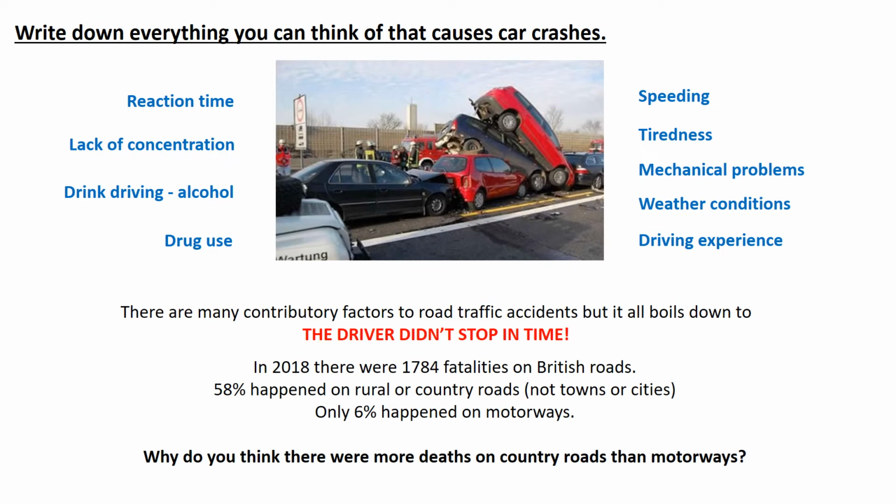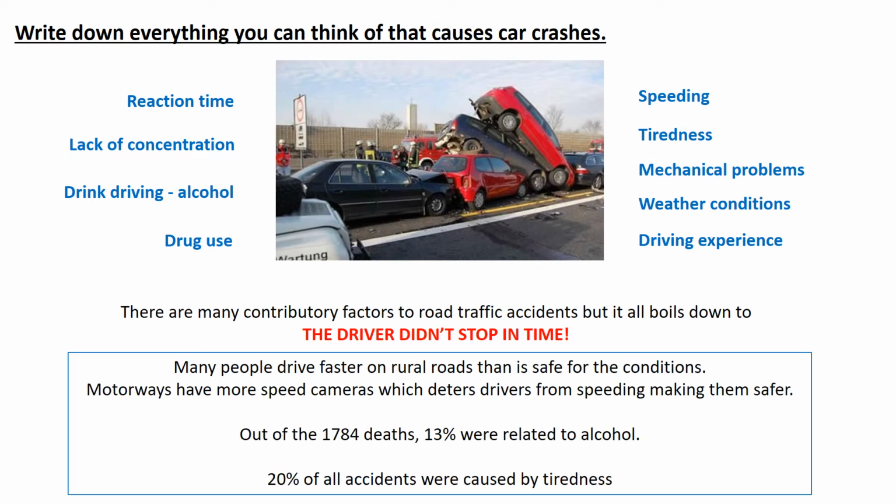So in 2018, 1,700 people died on British roads, 58% on country roads, and only 6% on motorways. Fun facts there. Why do you think there were more deaths on country roads than motorways? Yeah, let's think about that one. Well, people tend to drive faster on rural roads, especially if you think about the lanes around Sevenoaks. So motorways have more speed cameras, which deters people from speeding, making them safer.